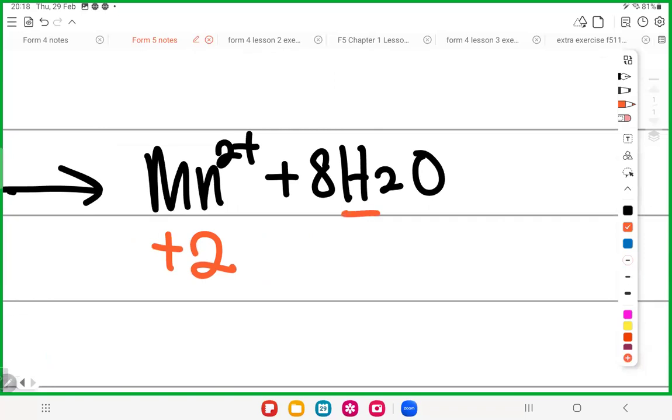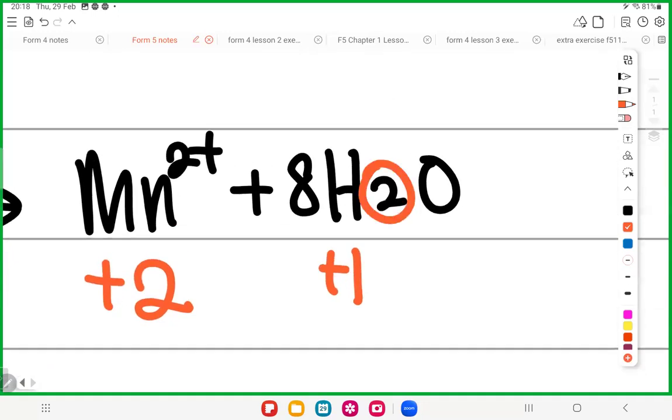What is the oxidation number for this hydrogen? List it out in the chat box. What is the oxidation number of this hydrogen? Everyone, come, I want you all to answer me. Come on, what is the oxidation number for the hydrogen over here? Very good, it's +1. Why is it not +2? Why don't we need to multiply by 2?